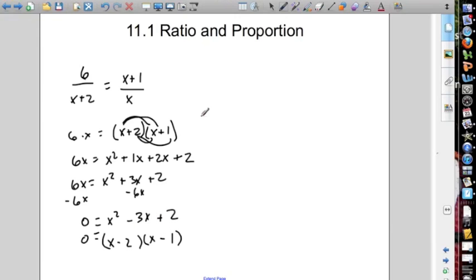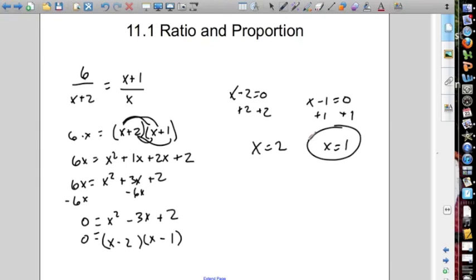Notice I have not answered anything yet, though. I have to actually find out what x would equal. If x minus 2 times x minus 1 equals 0, then either x minus 2 equals 0 or x minus 1 equals 0. Well, add 2, add 1, add 1. That means my answers are 2 or 1. And so those are my two answers. And that is how you solve ratios and proportions.